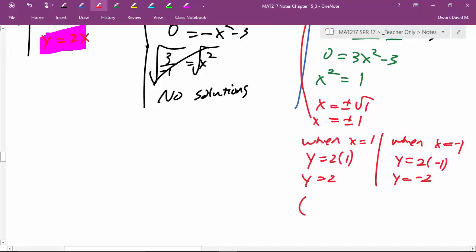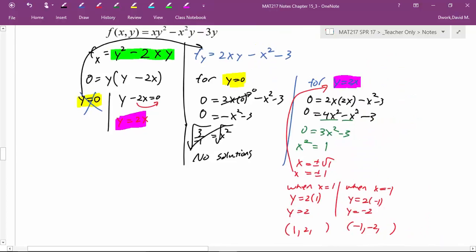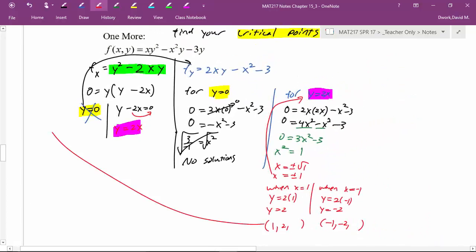So now I have my x's and y's that get ordered. I know it's 1, 2, comma something, and -1, -2, comma something. So now I have my independent variables, my x and my y, so we have to take both of those and use them back in the original equation to figure out my z's.